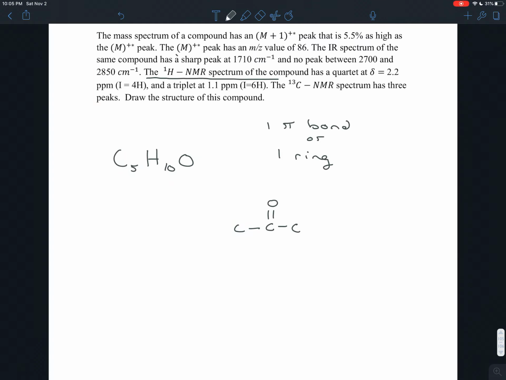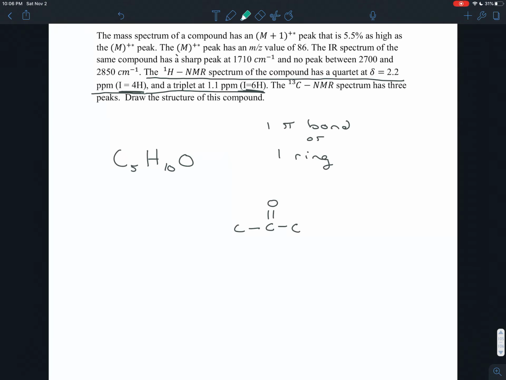It says the proton NMR spectrum of a compound has a quartet at delta equals 2.2 parts per million with 4 hydrogens. Well, that's strange. We're not going to have 4 hydrogens on 1 carbon. And a triplet at 1.1 parts per million. Integration is 6. These large numbers for the integrations are suggesting that we have the same electronic environment for 2 different carbons. That's the only way we could have 6 hydrogens in the same electronic environment, is if they're on 2 different carbons. But for 2 carbons to have hydrogens in the same electronic environment, there has to be symmetry.